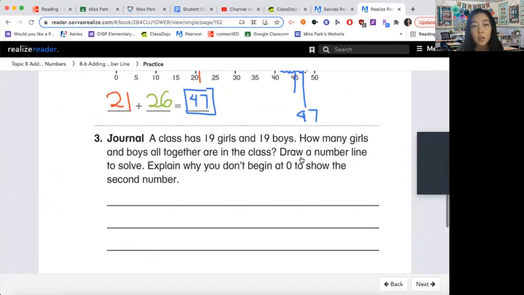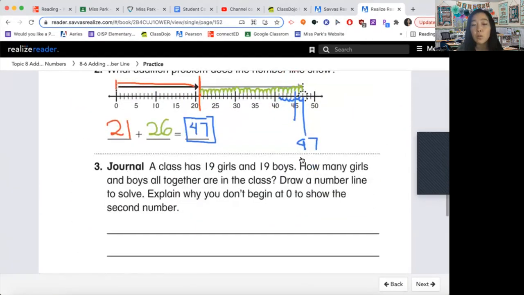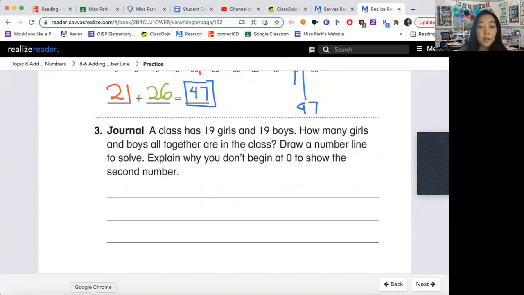All right. Question number 3, it's a word problem. So let's read this together. A class has 19 girls and 19 boys. How many girls and boys are all together in the class? Draw a number line to solve. Explain why you don't begin at 0 to show the second number. So let's first draw the number line. I'm going to use this line here.